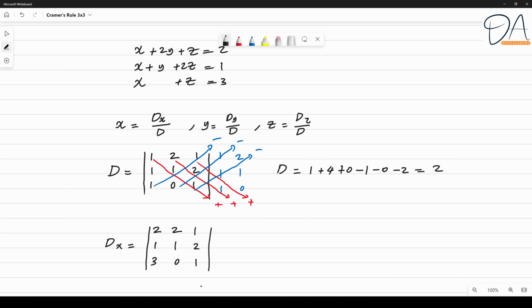Again, I'm going to use that trick to compute this. So the trick simply works as follows. We're going to copy the first two columns.